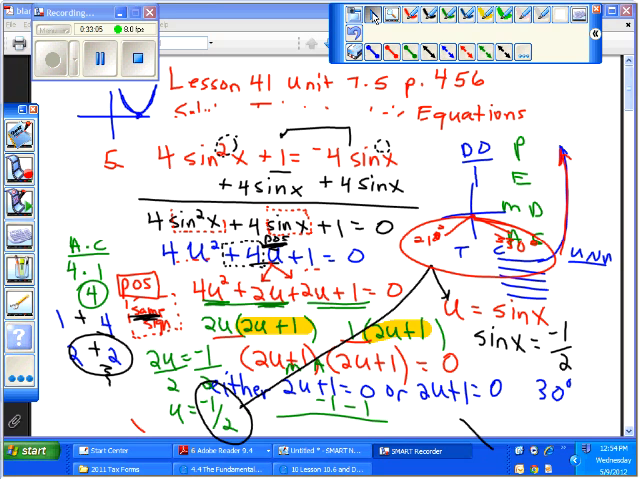Radians. Thank you. In terms of radians, that would be pi over 6, correct? And this right here is pi, which would be 6 pi over 6. So that would be one more, which would be 7 pi over 6.